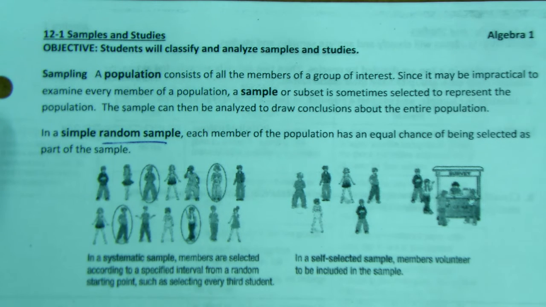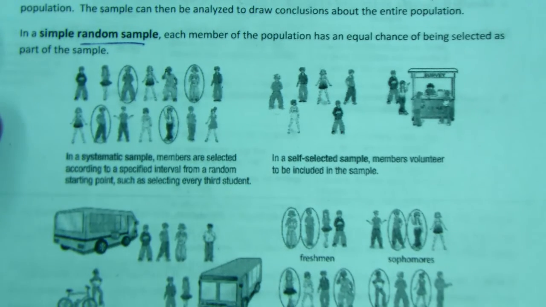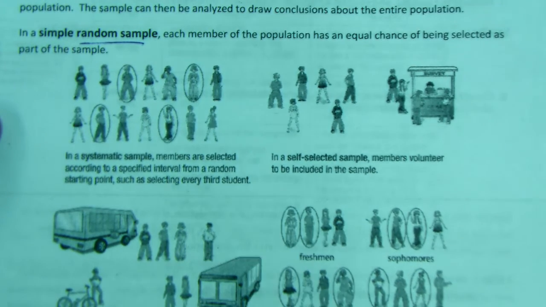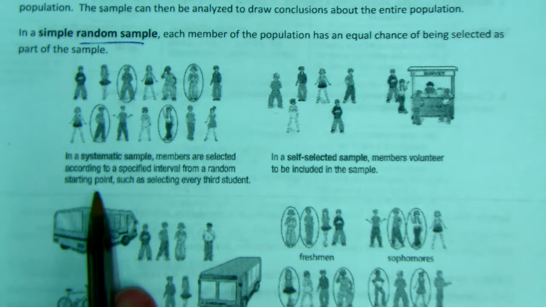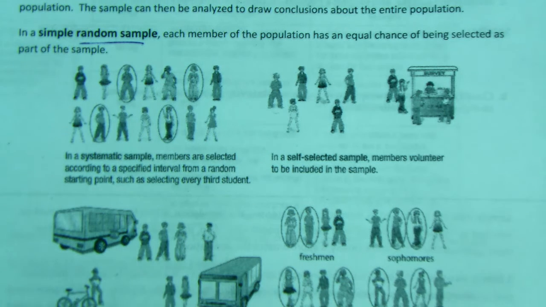A systematic sample means members are selected according to a specific interval. So from a random starting point, you pick that person and then every 3rd student. That would be systematic. There's a system to picking a person. It's usually an interval form.